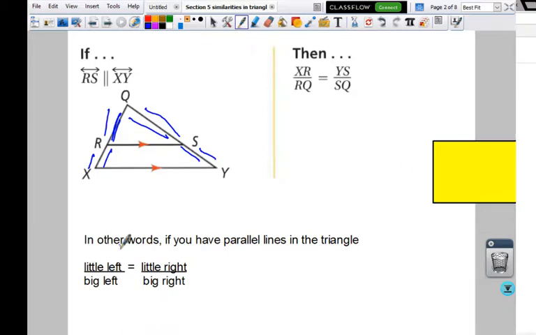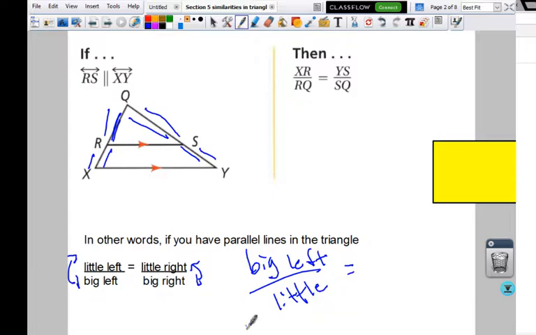So remember the things with our proportions. We could flip these around if we wanted and do big left over little. You just have to flip both sides. We can do big left over little, which equals big right over little. It doesn't matter how you start, as long as you're consistent. If you start with big on the left side, start with big on the right side. And you could flip it around and do right first and then left.